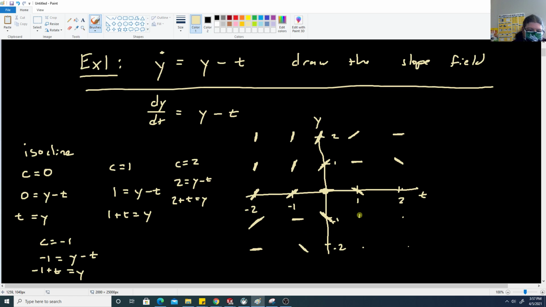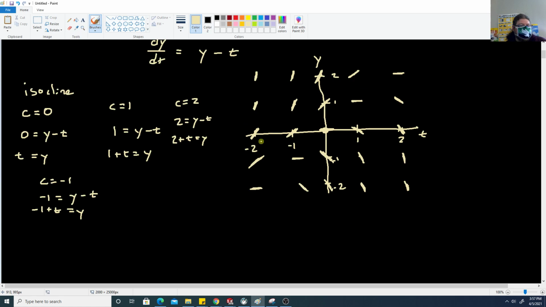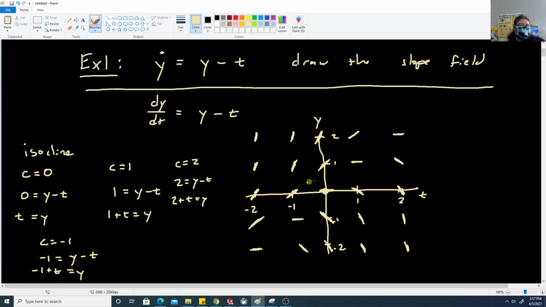And it's going to turn out the next one down has slope -2. The ones after that have slope -3. And the final one would have slope -4. So this right here is basically our slope field.